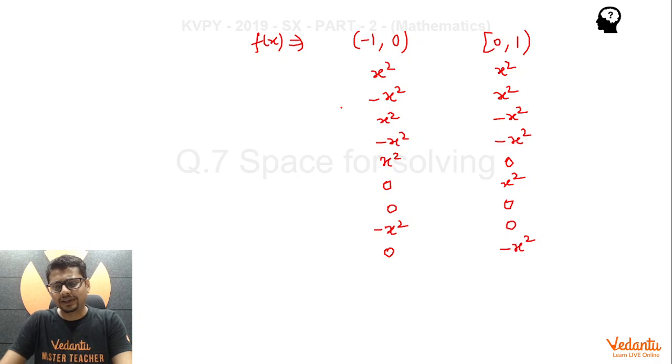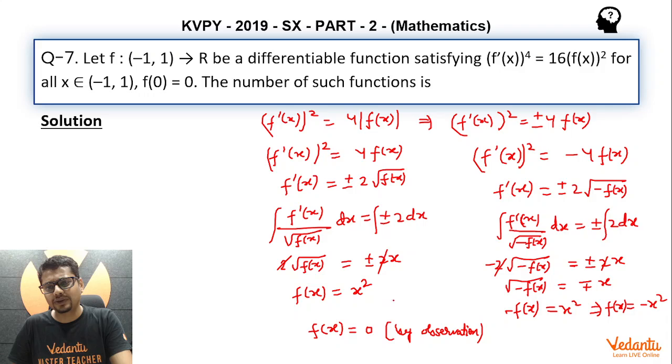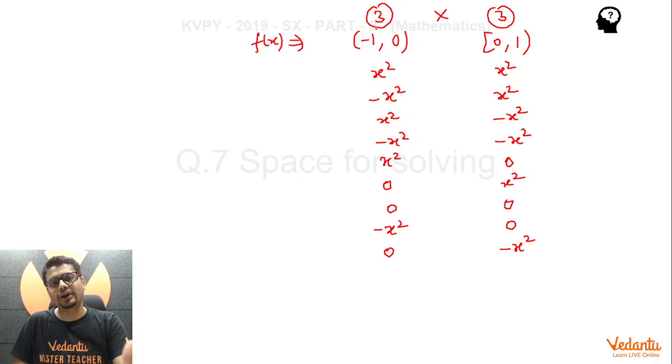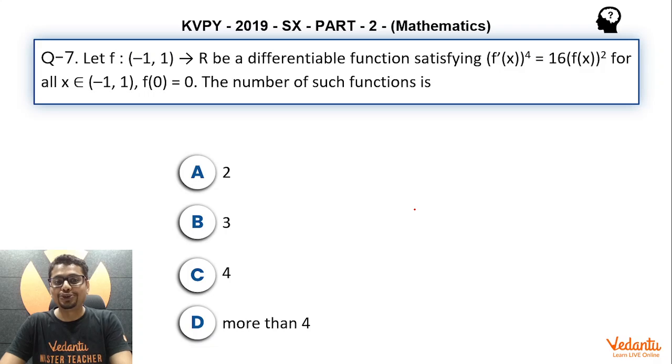So that means we have 3 possibilities. F of x can be x square or minus x square or 0, and I can apply these 3 possibilities in the first half of the interval and the second half of the interval. Each of them has 3 possibilities, that is f of x being x square or minus x square or 0. So there will be a total of 9 such functions. How many have we stated? 3, 3, 3. So in fact, we have stated all 9. So the total number of such functions f of x is 9, and they are not 2, 3 or 4.